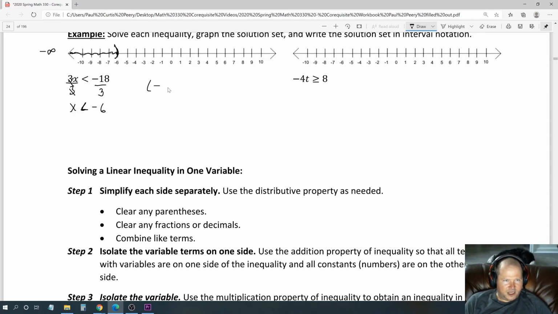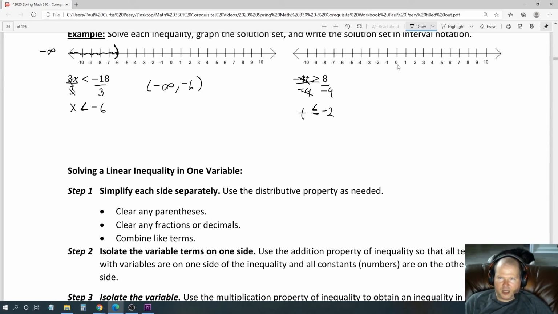So if I write this, we're going to have a parenthesis, negative infinity, goes off to the right to negative 6, and we end with a parenthesis. It is very important in interval notation to write the smaller number on the left and the larger number on the right. Okay, next problem, we need to undo the multiplication of t by negative 4 by dividing by negative 4, and whatever we do to one side, we do to the other. Cancel, cancel, we end up with t is less than or equal to positive 8 divided by negative 4, which is negative 2. But notice that I had to flip the inequality symbol.